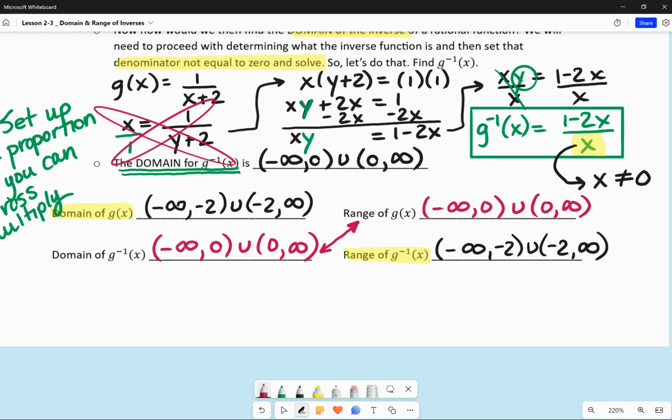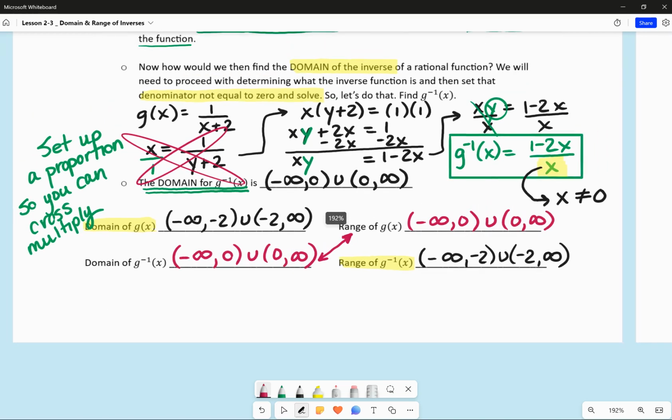And then you're done. So not only did you find the domain and range of the inverse function, which was the goal, the question was to get this and this, we ended up finding more than that. We actually found the domain and range also of the original function. So that's how you find the inverse domain and range of rationals.